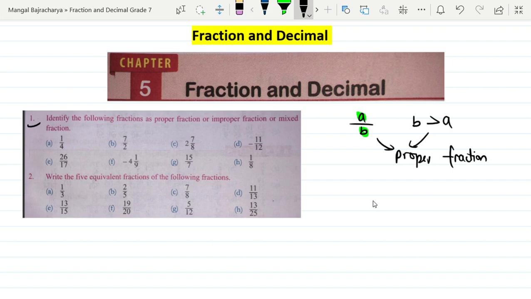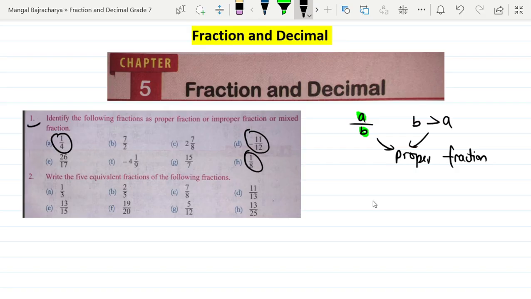For example, here you see 1 by 4. In this number a, 1 by 4, denominator 4 is greater than numerator 1, so it's a proper fraction. Similarly we can identify 1 by 8, where 8 is greater than 1, so the denominator is greater. That is why this is a proper fraction. And next we find minus 11 by 12, where the denominator 12 is greater than the numerator, so that is a proper fraction.